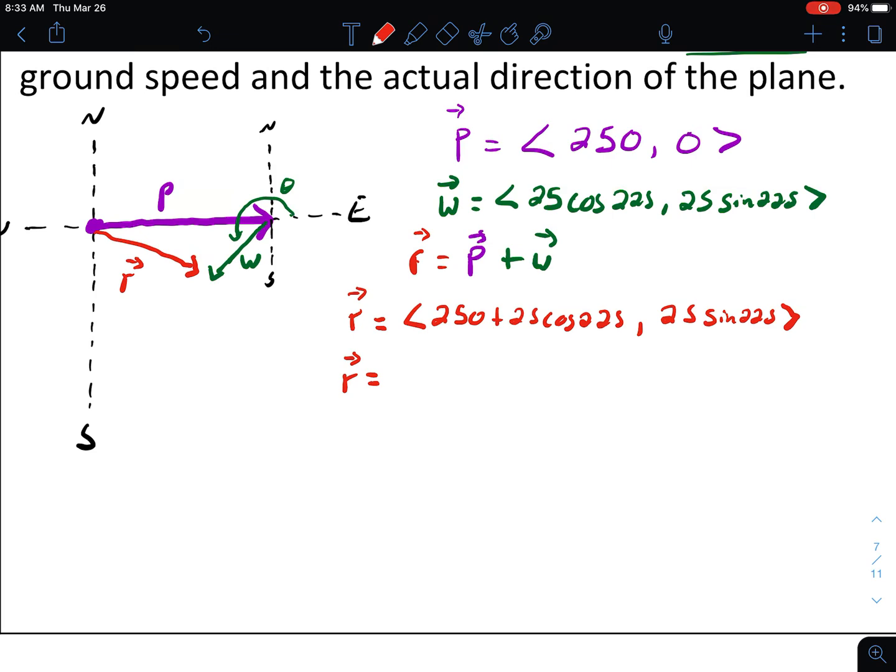Right? And so we type that into our calculator and get the components of R, and we get a horizontal component of 232.32 and a y component of negative 17.68.